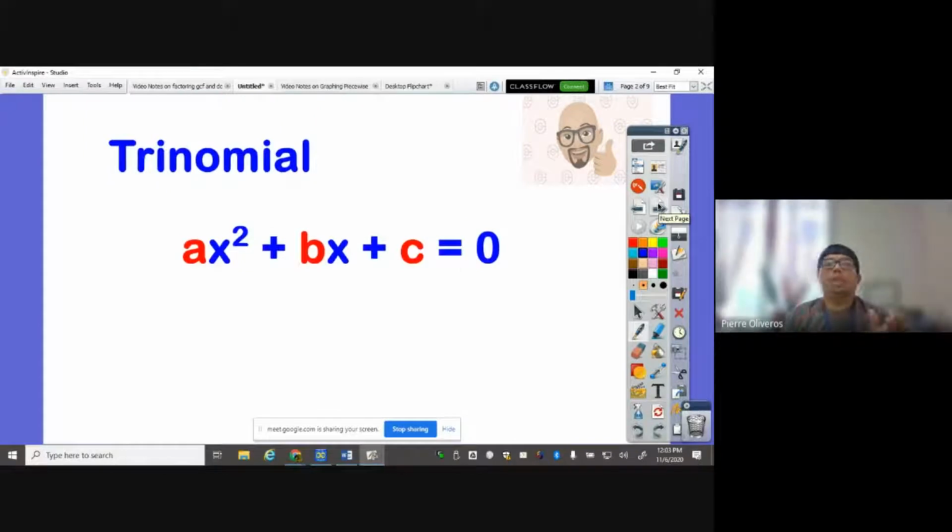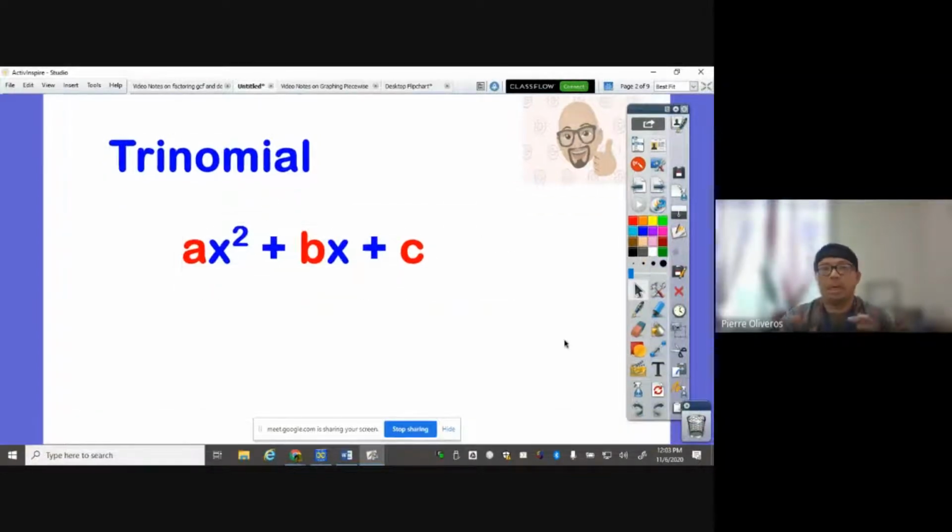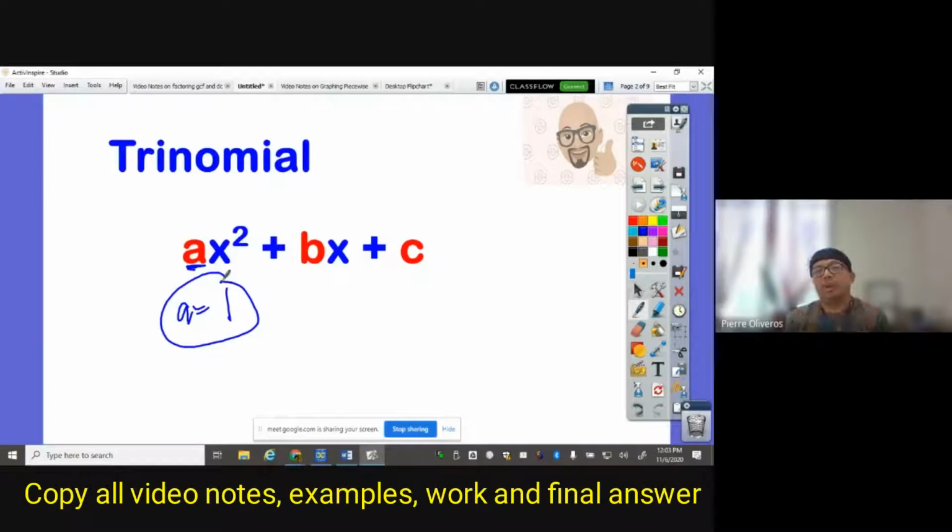So trinomial, from the word trinomial, three terms. They have the ax squared plus bx plus c, okay? This doesn't have to be equal to 0 for now, yeah, it will be later on when we start solving. So the coefficient of the x squared is a, and the coefficient of x is b, and the one without the variable x is your c, okay? A here, for now, we're going to set equal to 1, all right? It's not always going to be equal to 1, but for this topic, it will be, and you will see how we factor it when A is equal to 1, okay?